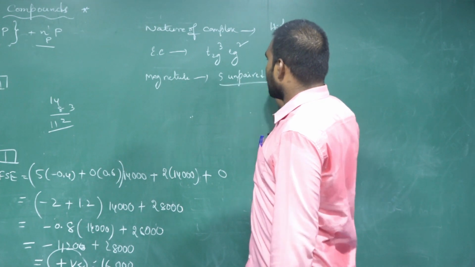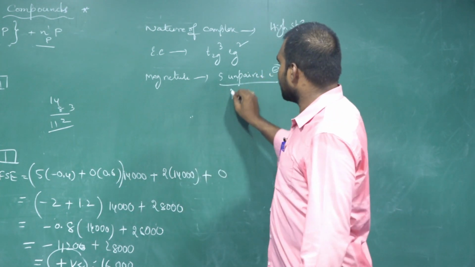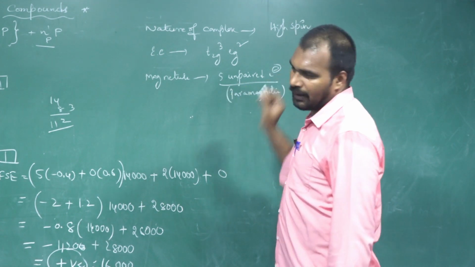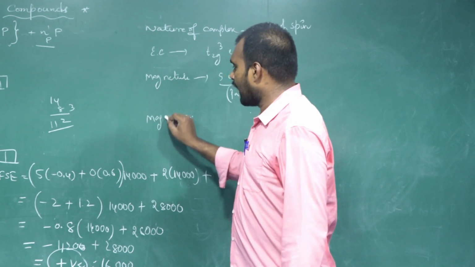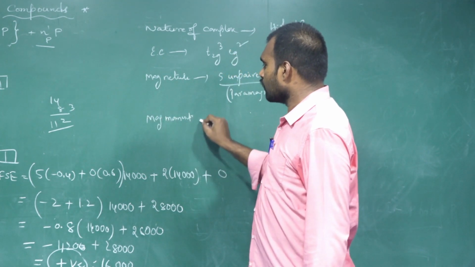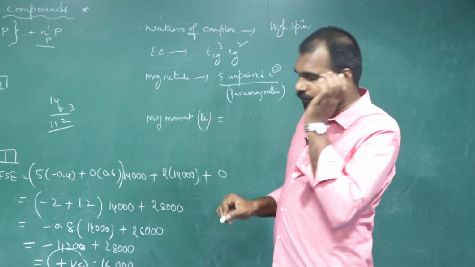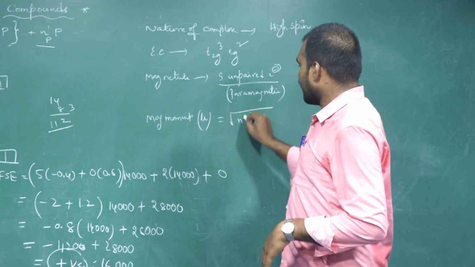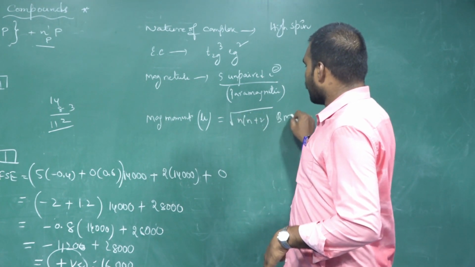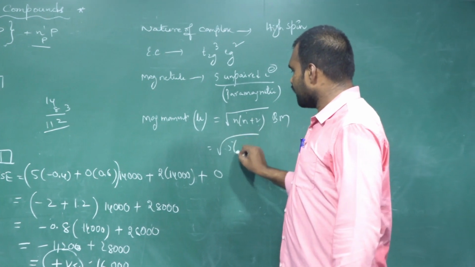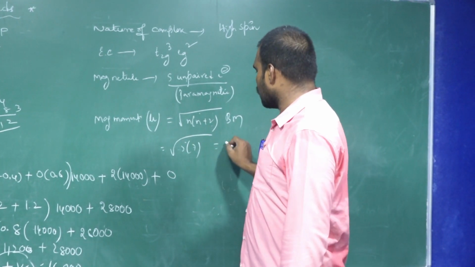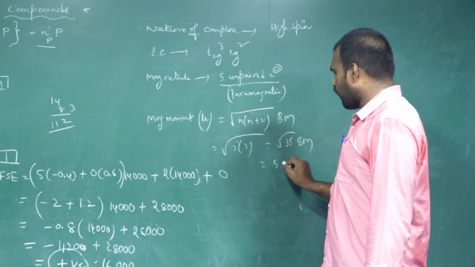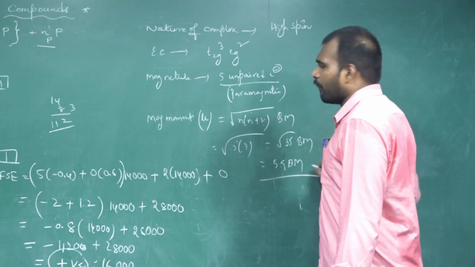5 unpaired electrons are there. If there is a presence of unpaired electrons, it has paramagnetic nature. It is paramagnetic. And what about magnetic moment? We represent it with mu. We can calculate the magnetic moment by using the number of unpaired electrons. We have the formula root of n into n plus 2 Bohr magnetons, that is 5 into 5 plus 2, 7, that is equal to root 35 Bohr magnetons. So it is nearly equal to 5.9 Bohr magnetons.